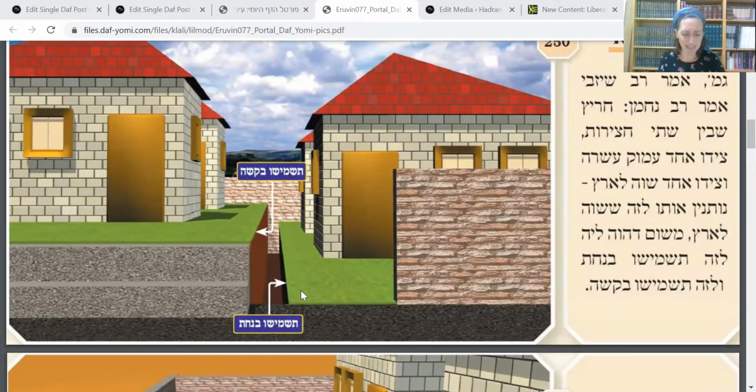Charitz shebein shtei chatzerot. So you have a ditch between two courtyards. Tzido echad amok 10, v'tzido echad shaveh la'aretz. For one, it's 10 because now we have the opposite. The one whose land is much higher, the ground is much higher, right? He has a much deeper, right? The ditch is much deeper for him. But the other side, the ditch is very minor. So the one who it's lower, right, who's more accessible, gets access.